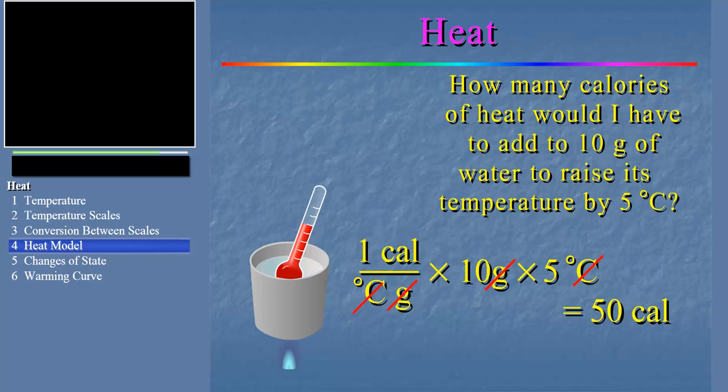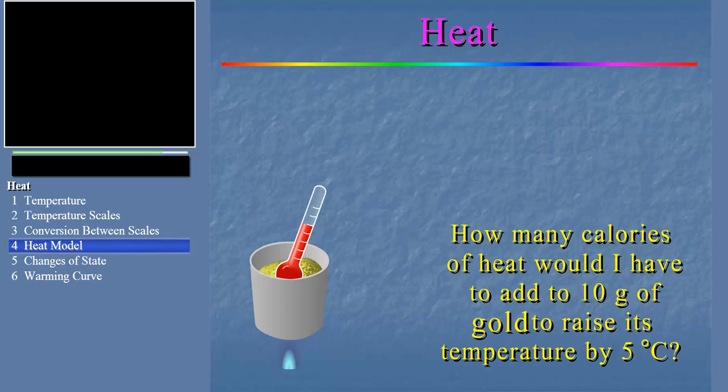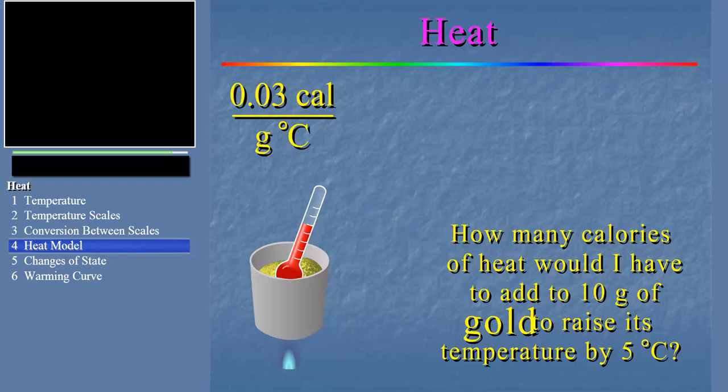Now, what if I have not water in my pan, but a big chunk of gold? I wish. It turns out that gold has a much lower specific heat capacity than water. Specifically, it's 0.03 calories per gram degree C. So for comparison, let's figure out how many calories of heat I would have to add to 10 grams of gold to raise its temperature by 5 degrees C. Again, if we look at the question by dimensional analysis, it works out as follows.